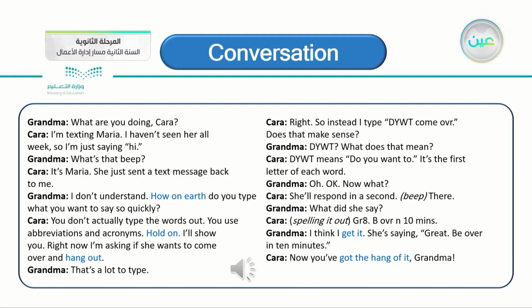Kara, right. So instead, I type DYWT, come OVR. Does that make sense? Grandma, DYWT, what does that mean? Kara, DYWT means do you want to? It's the first letter of each word. Grandma, oh, okay. Now what? Kara, she'll respond in a second. There. Grandma, what did she say? Kara, GR8B OVR in 10 minutes. Grandma, I think I get it. She's saying, great, be over in 10 minutes. Kara, now you've got the hang of it, Grandma.